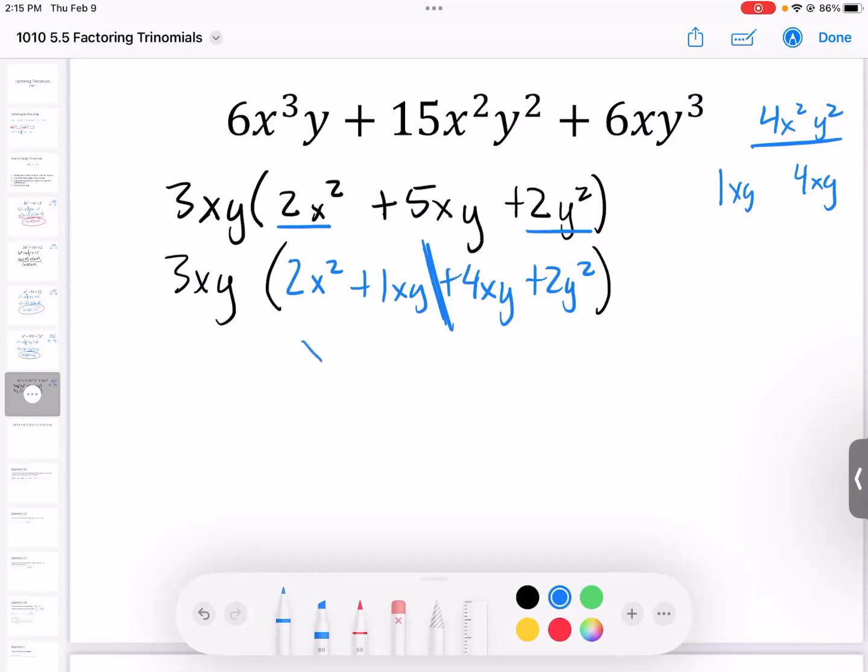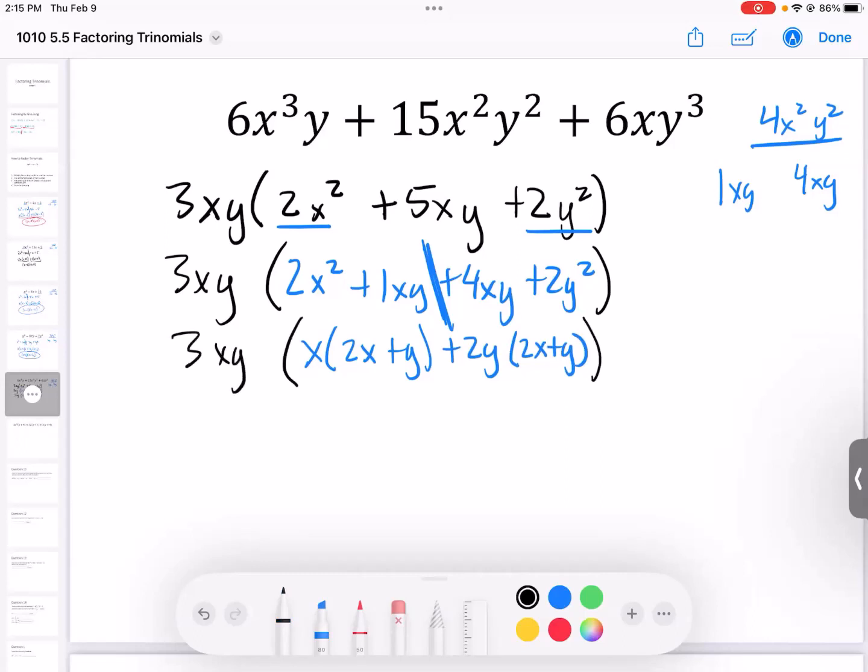And it looks like I have an x in common from my first group, which gives 2x plus y. My second group has a 2y in common, and so that gives me 2x plus y inside parentheses again. And this whole thing is multiplied by 3xy.